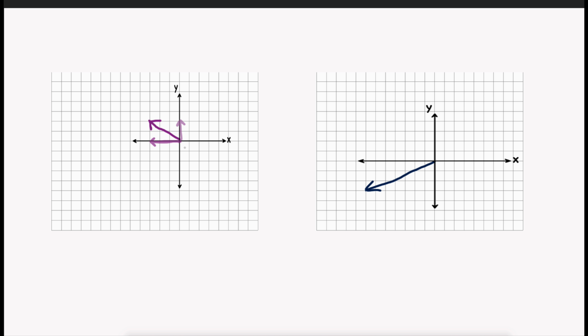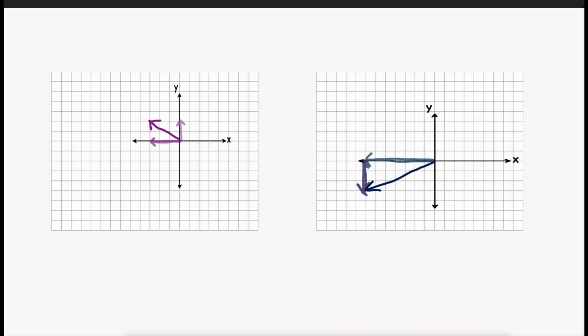All right, so this vector over here, the one on the far right, you can see that its x component again is negative, and the y component is also negative. All right.